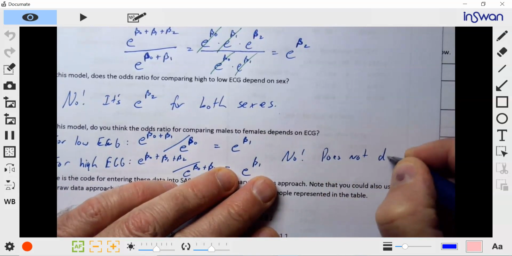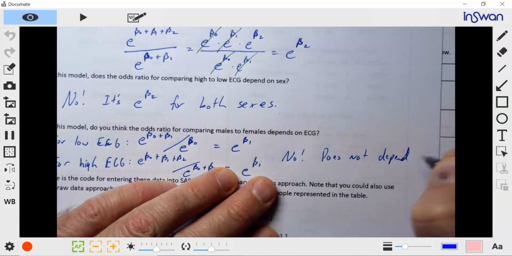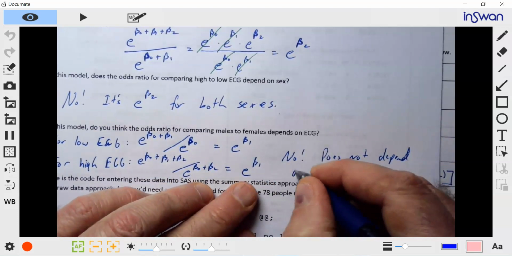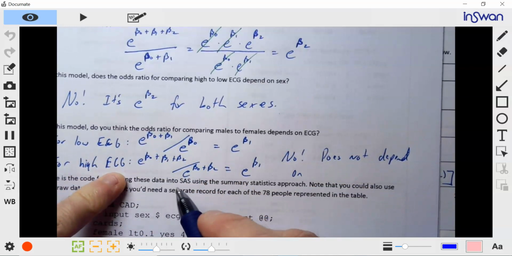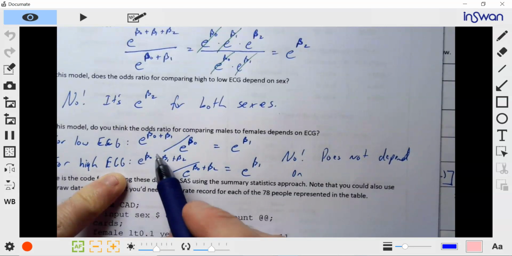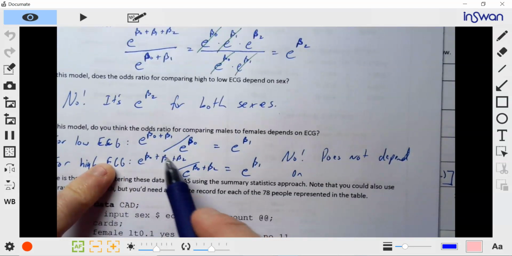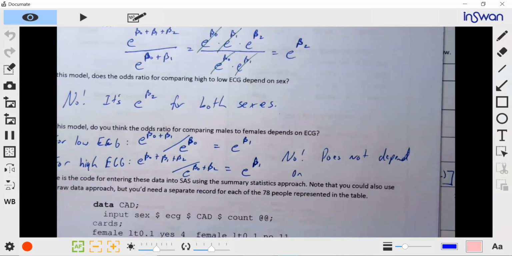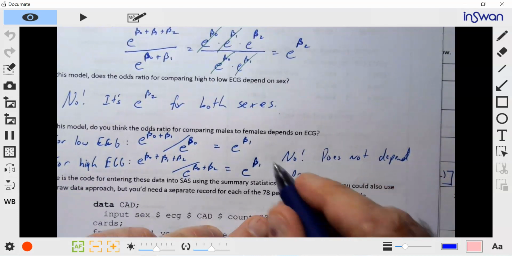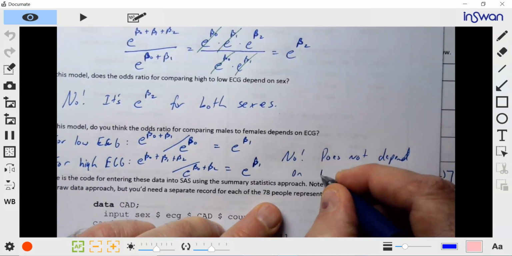But note, it does matter that we're comparing males and females with the same level of ECG. So again, this is what we mean when we talk in these models about holding all other variables fixed. So holding ECG fixed, comparing males to females leads to the same odds ratio. But the odds ratio itself does not depend on ECG.